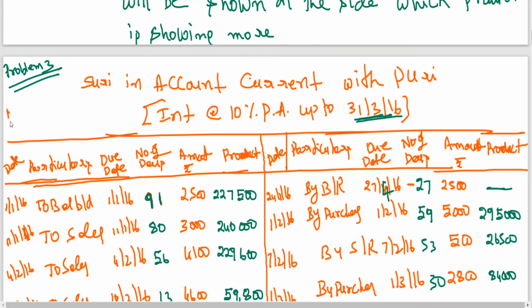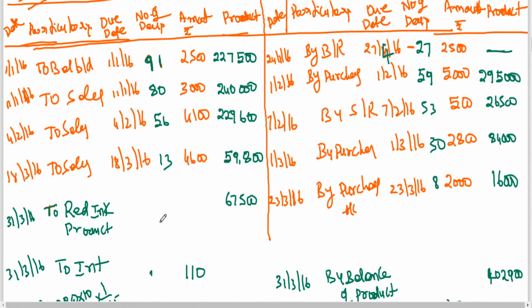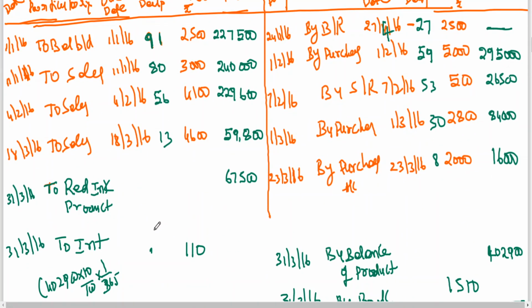Let me use red color. Red ink method is a part of product method only. Why is it being called red ink? Because the value is showing negative. Clear to all of you, this is how you should work out the problem.